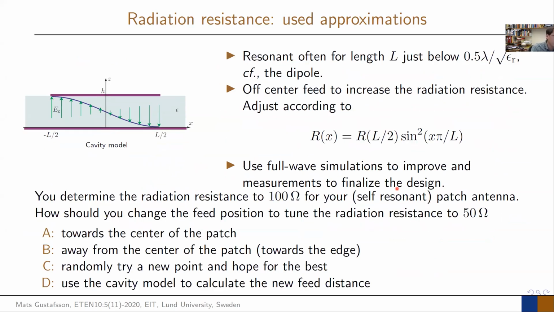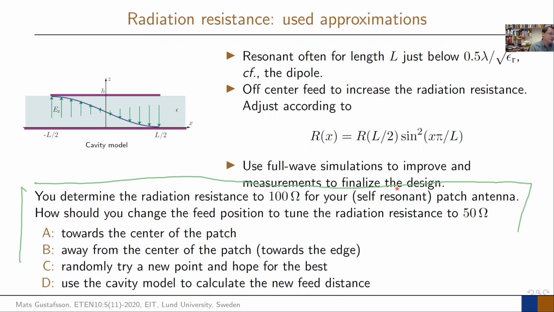And now we will ask some questions here. So how should you actually move the position of it? How should you adjust the position? So assume now you sit in the lab, and this is what you have done. You determine the radiation resistance to 100 ohms for a self-resonant patch antenna. That you do by measurement.